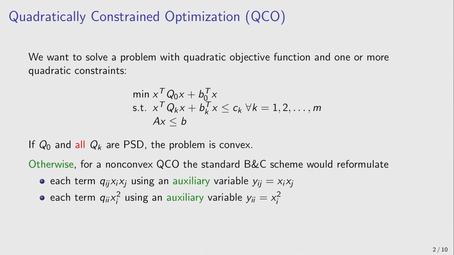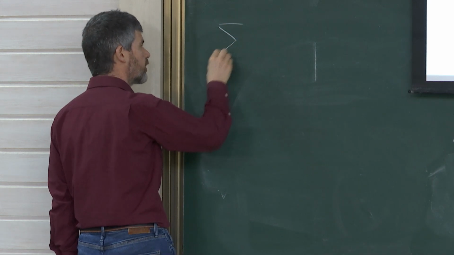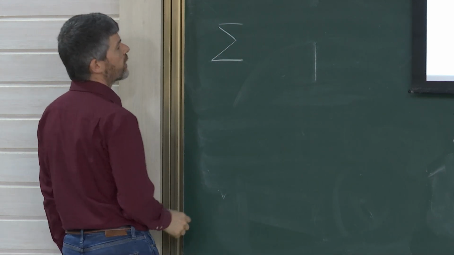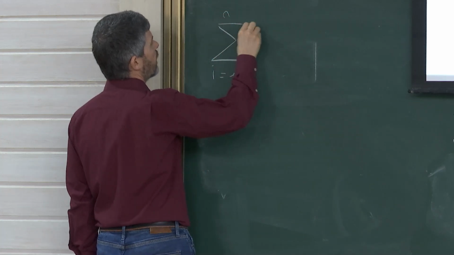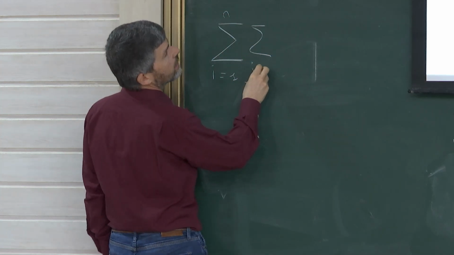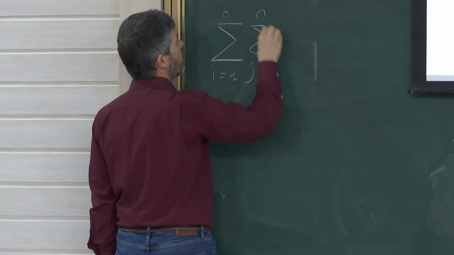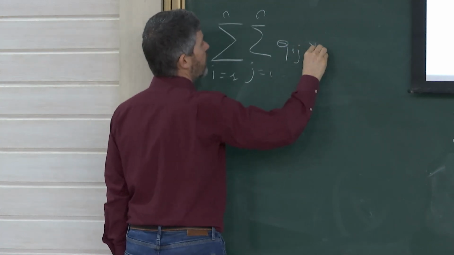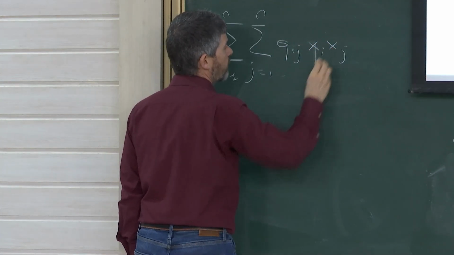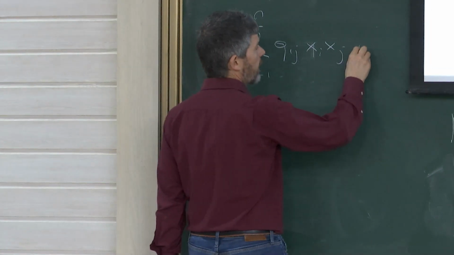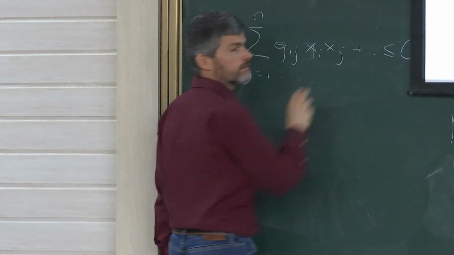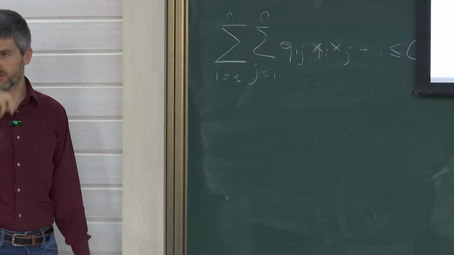I didn't write it there because it's a bit more compact like that, but all the quadratic forms are just sums over i from 1 to n of sums over j from 1 to n of qij times xi times xj, plus something else, less or equal than c. It's not very important to us.